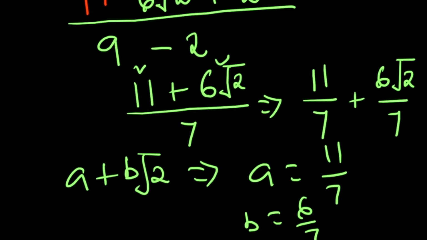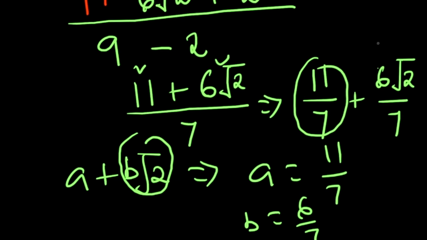Once you have expressed the surd in its lowest term, the next thing you have to do is compare it to what you were given in the original question. You've seen the one attached to our root 2 is our B. And what's the number? 6 over 7. Now, the one not attached to the root 2 is our A. And what is it? 11 over 7.